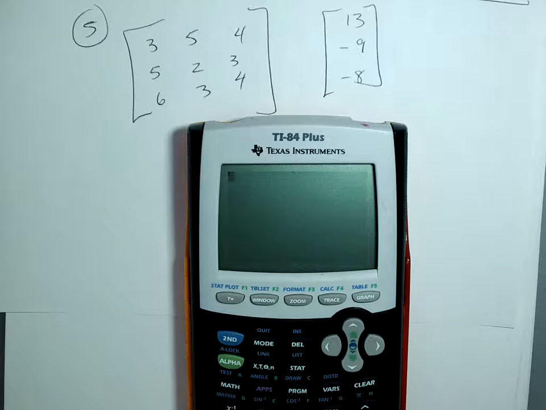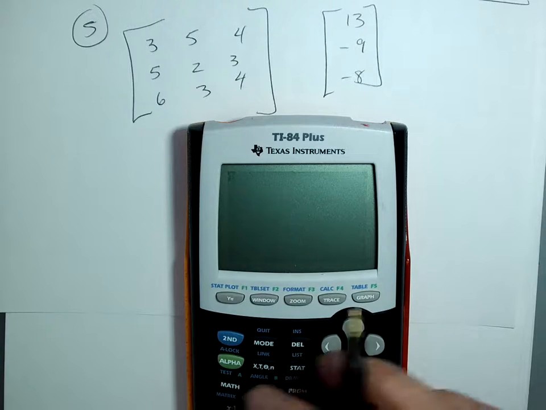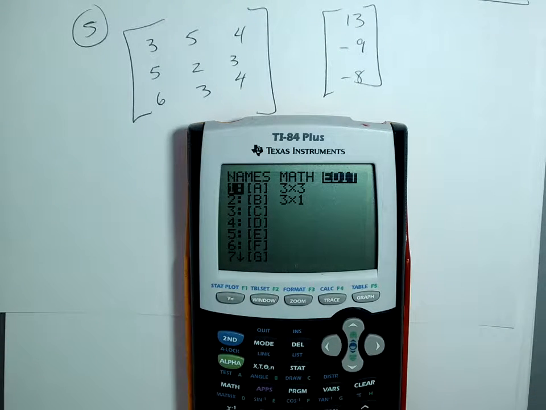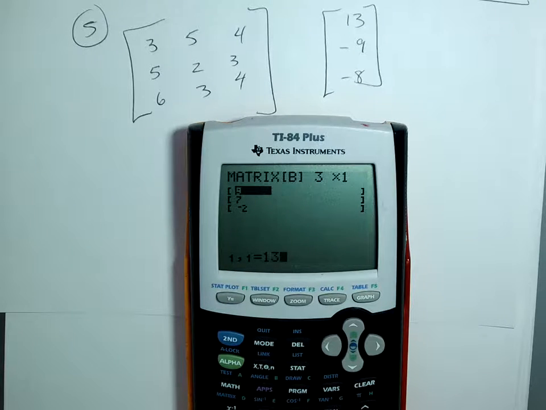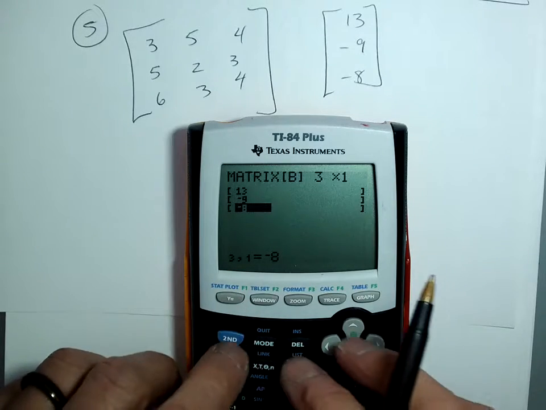I just want to quit, come back in, go to matrix again. This time I'm going to edit B. B is a 3 by 1. I'll put in a 13, a negative 9, and a negative 8. And again, don't push quit, don't push clear, because you don't want to clear your numbers. Just quit. And now here's the big thing right here.